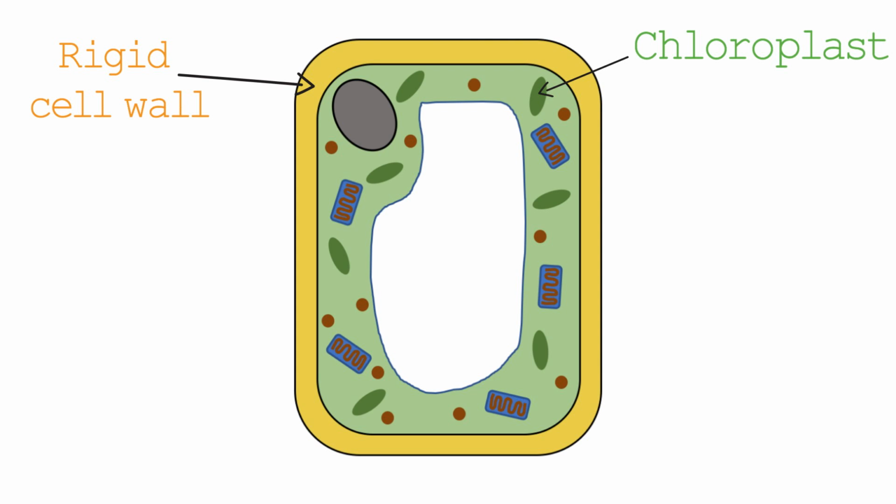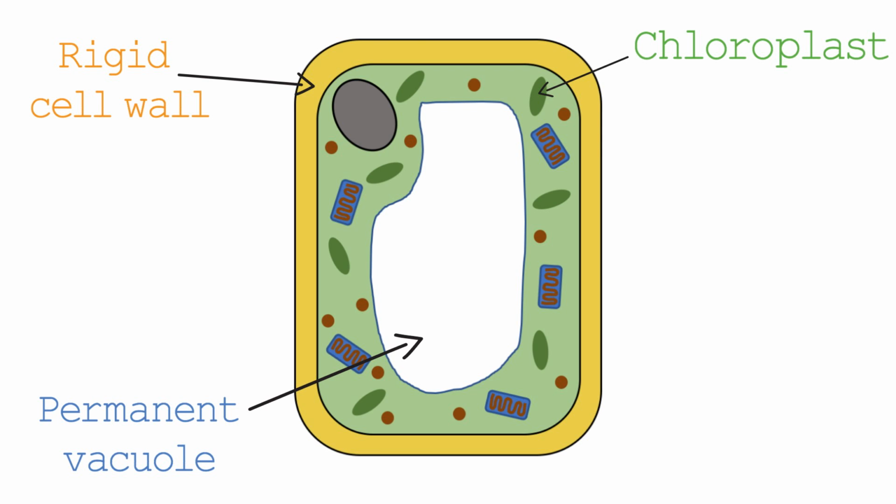A typical plant cell also has a permanent vacuole. A vacuole is a relatively large space that is surrounded by a membrane. It contains cell sap, which is a weak solution of sugar, salts, and minerals. Some animal cells do have a vacuole, but they are only temporary. A vacuole in a plant cell is a permanent feature of that cell.